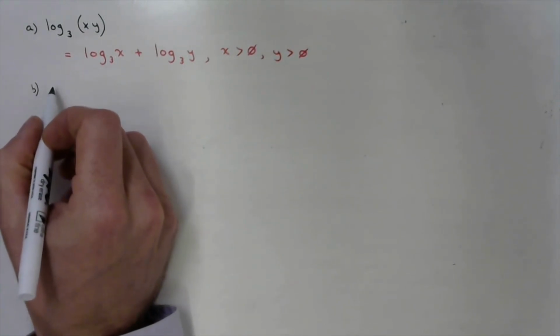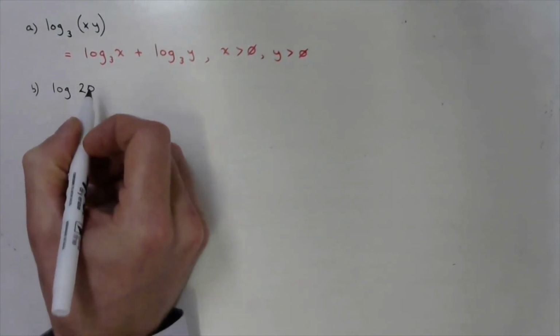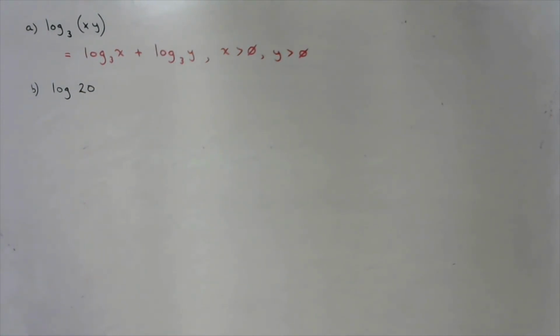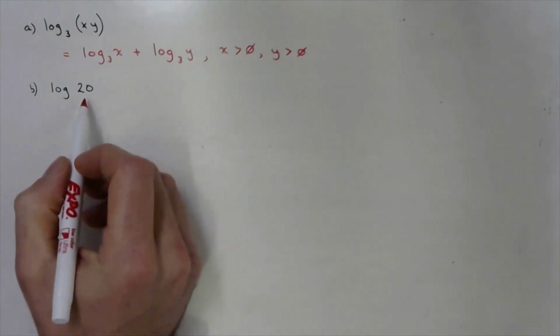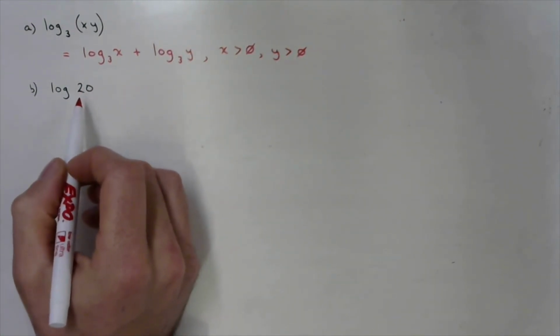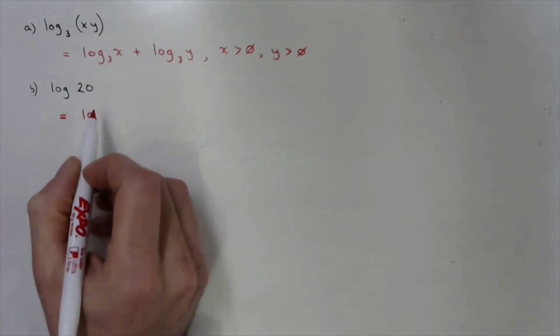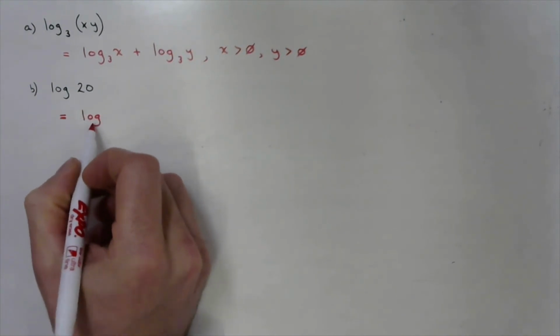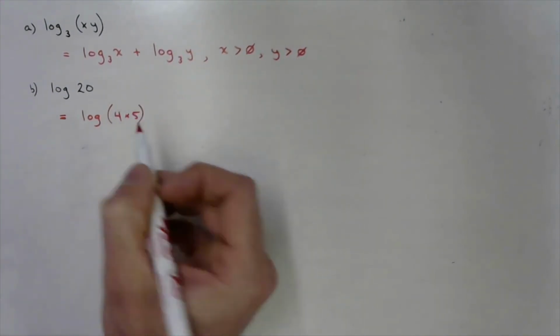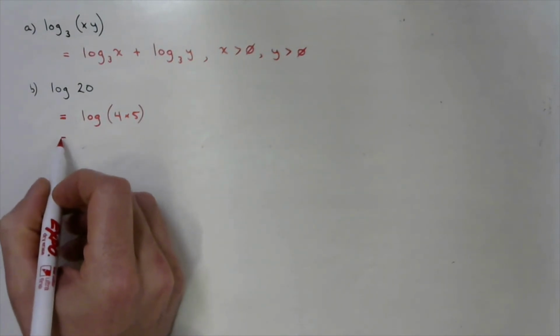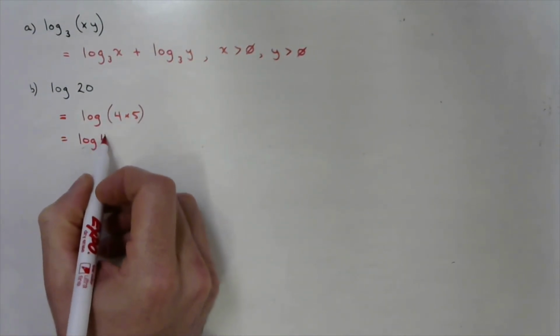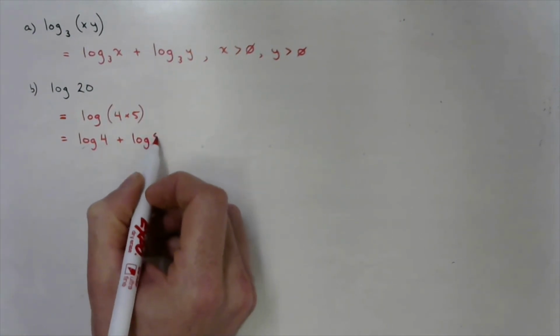B is the log of 20. And so we're going to split this thing up. Now, there are 2 ways to do this one. Why? Well, because 20 has more than one way to split it into its factors. So one answer could be, you could express it as 4 times 5, in which case you would get the log of 4 plus the log of 5.